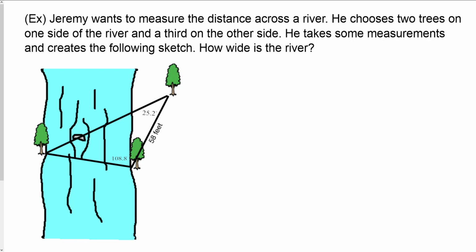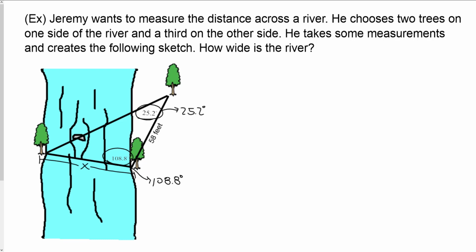So in case you can't read this right here, this angle measure is 108.8 degrees. And then this one is 25.2 degrees. That one shows up okay there. Now, what we're looking for is this distance right here, which I'll call x, which is the distance across the river, which basically in this case means between the 2 trees, but the trees are pretty close to the bank, so we'll just use that.